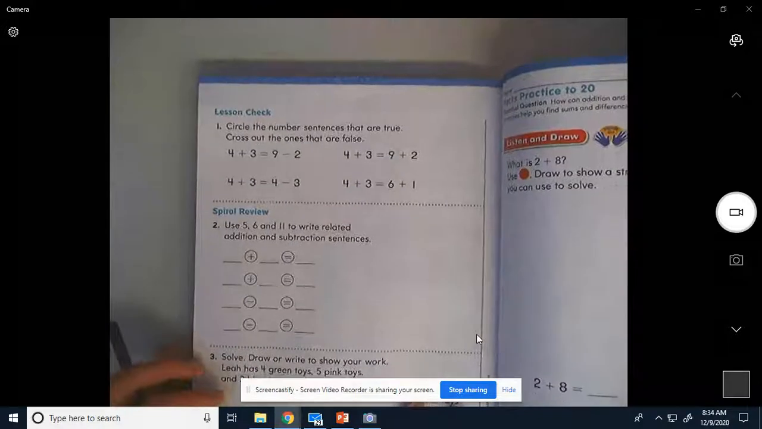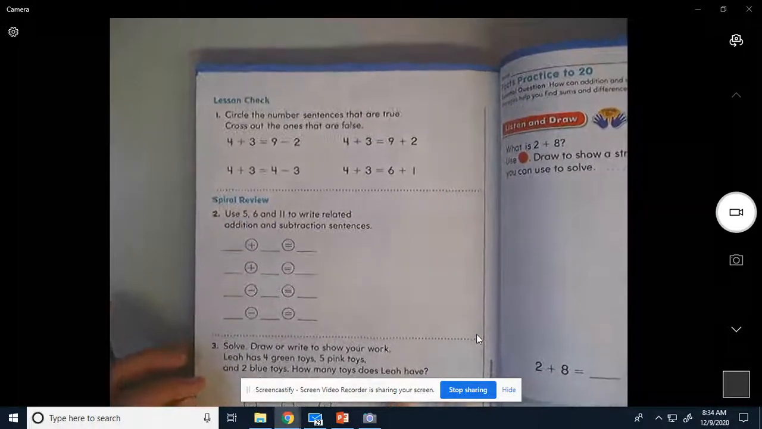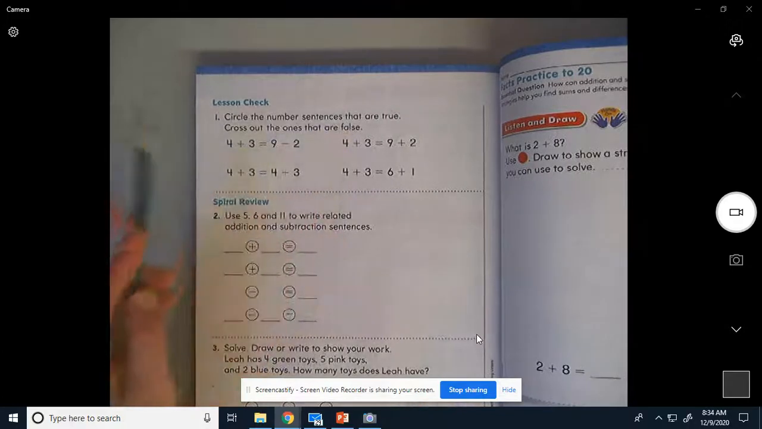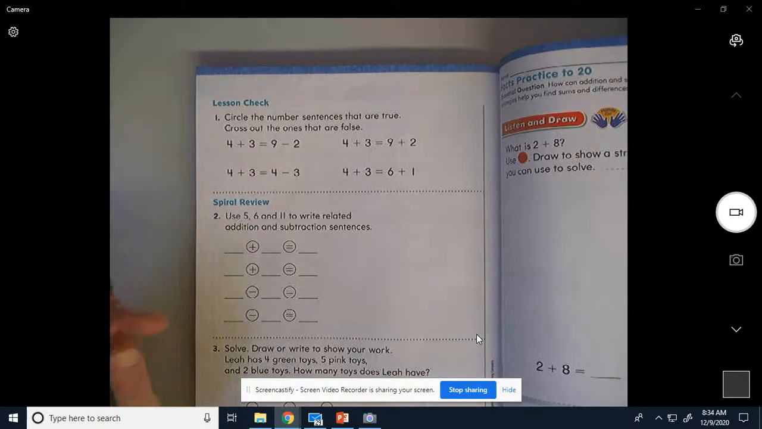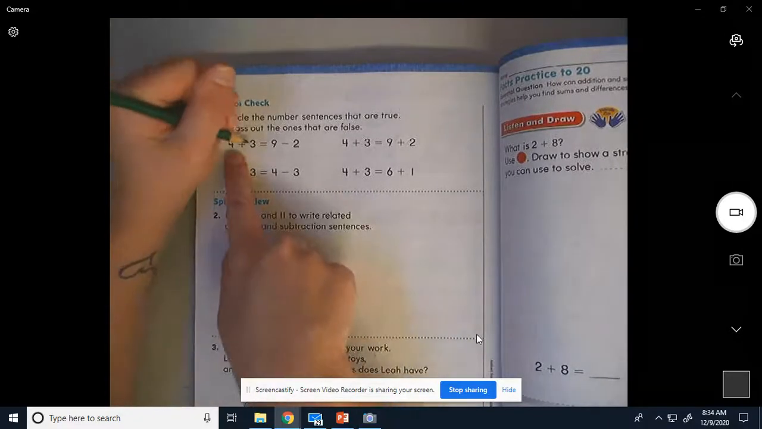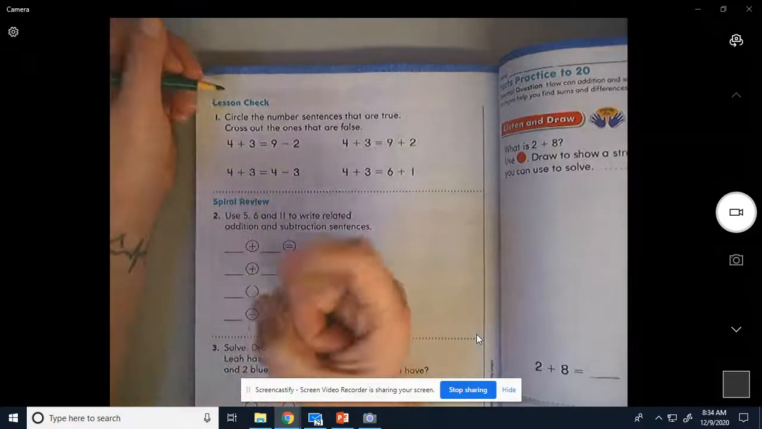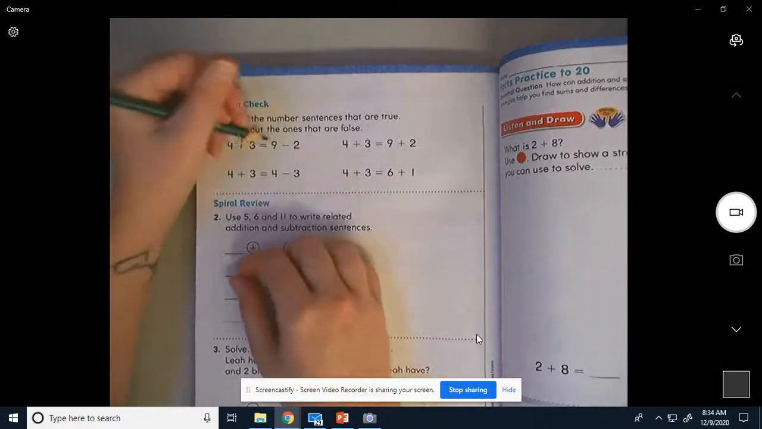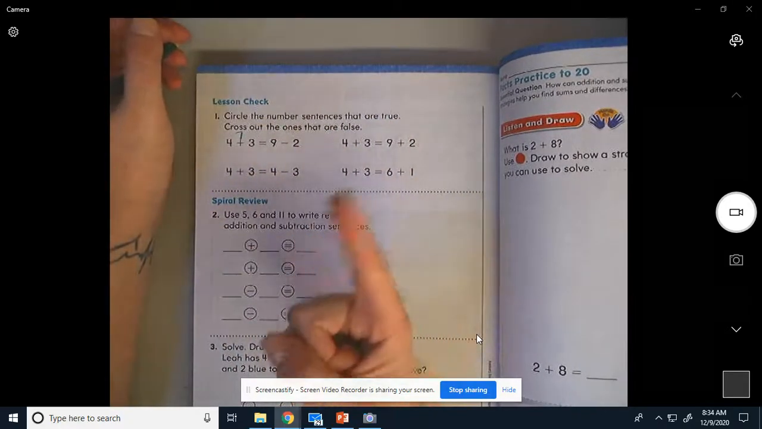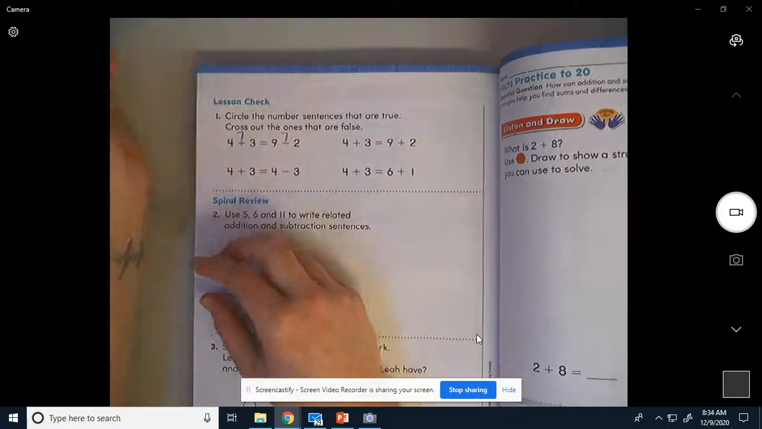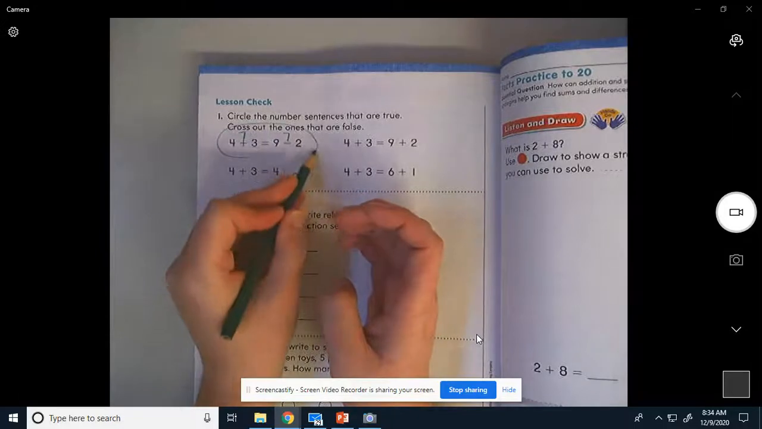All right, now it says circle the number sentences that are true. Cross out the ones that are false. So false means they're not true. Okay? Let's do the first one together. 4 plus 3, 4, 5, 6, 7, 7. 9 minus 2, 9, 8, 7. Is 7 the same as 7? Yes, we're going to circle it.